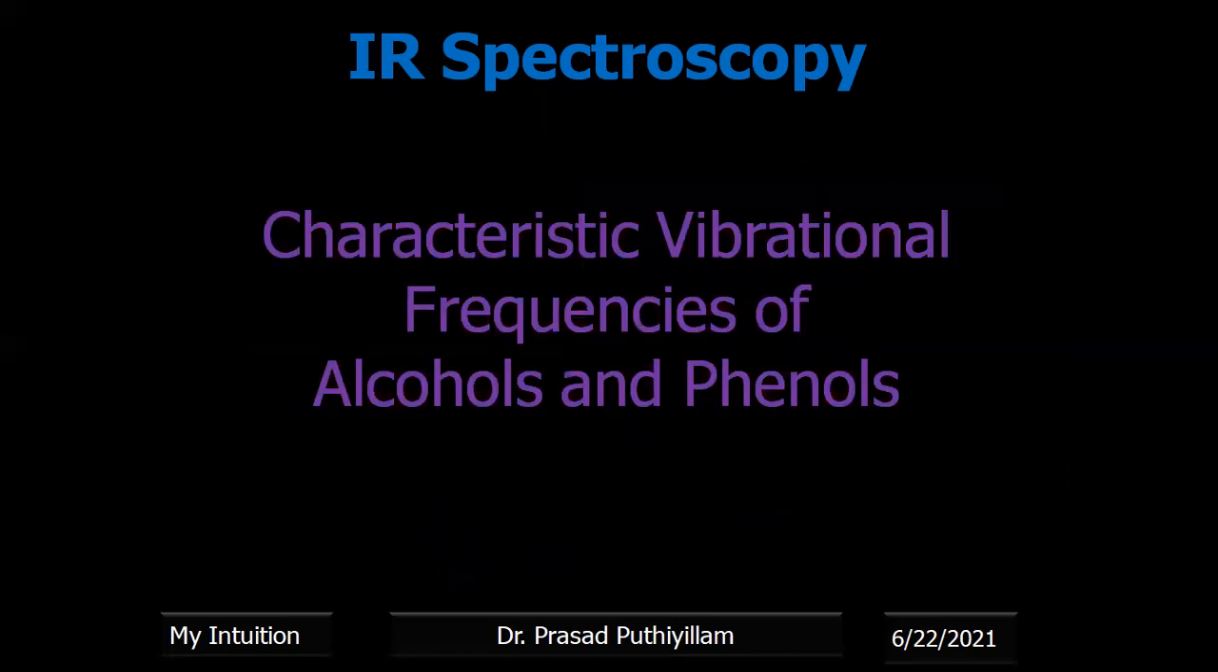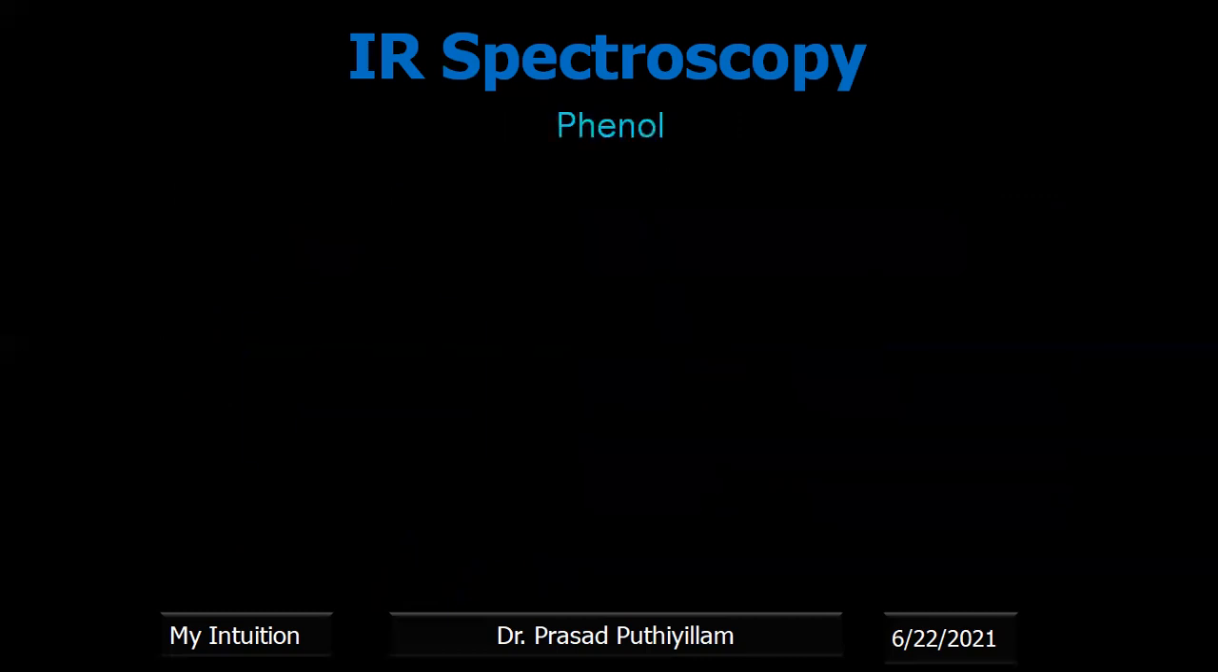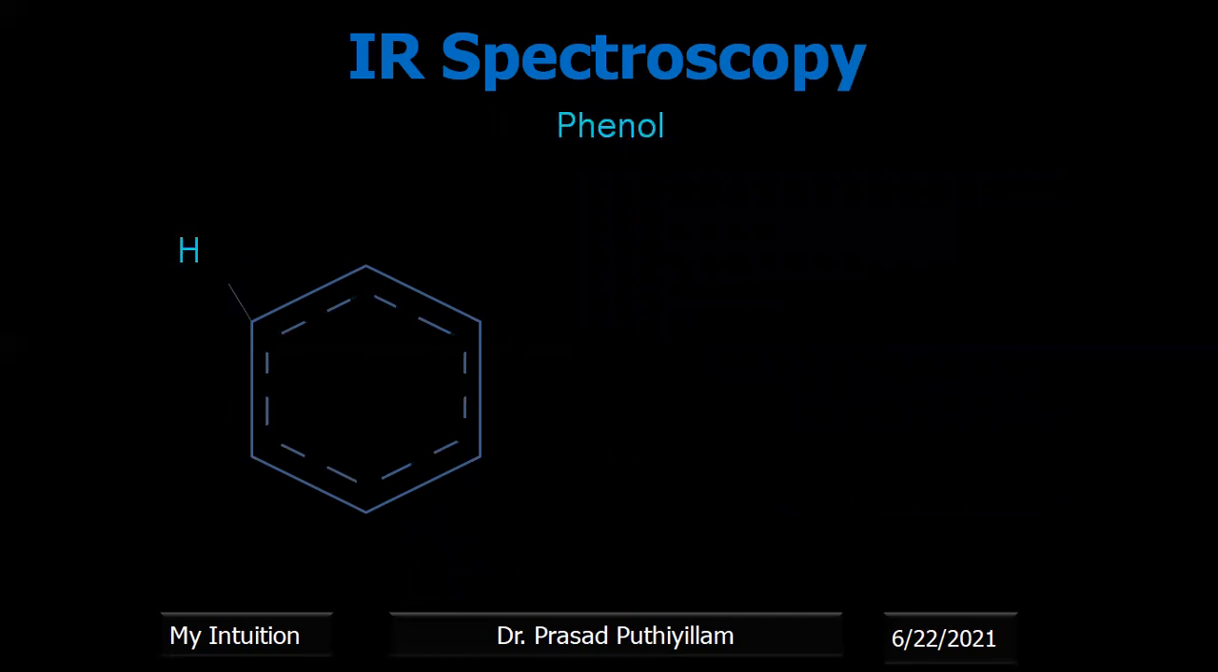Now one more important type of hydrocarbons, they are alcohols as well as phenols having OH functional group. So phenol case we'll see first. So phenol, it can be represented as benzene ring connected to oxygen and hydrogen. So OH, hydroxyl functional group connected to benzene ring, we call it phenol.